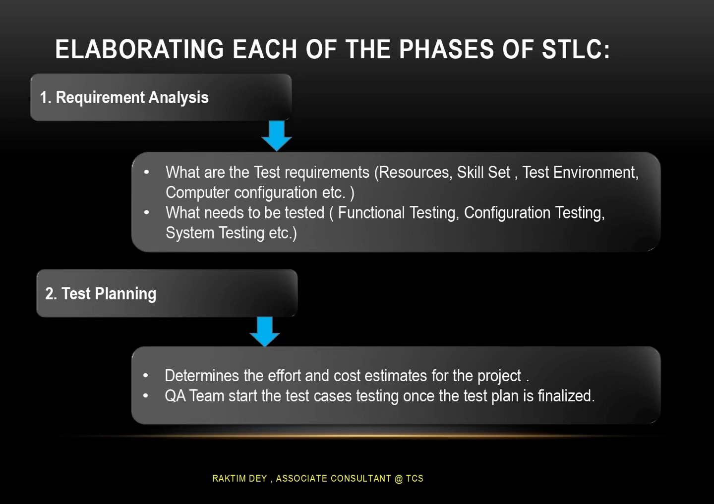So what is requirement analysis? In this phase, we need to check the test requirements like resources, skill set, test environment, computer configuration, etc. And what needs to be tested? Is it functional testing? Is it configuration testing? Or is it system testing, etc.? Next is the test planning phase. In this phase, we determine the effort and cost estimates of the project. The QA team starts testing the test cases once the test plan is finalized.